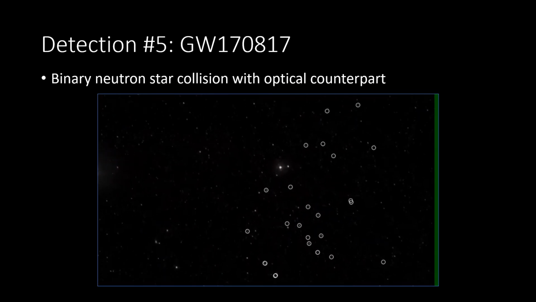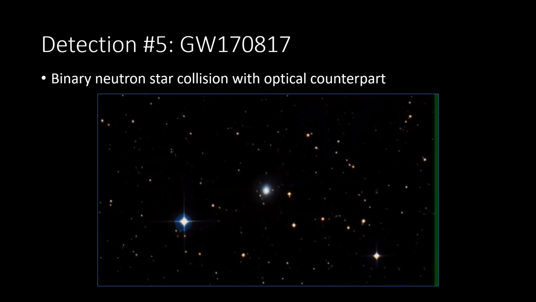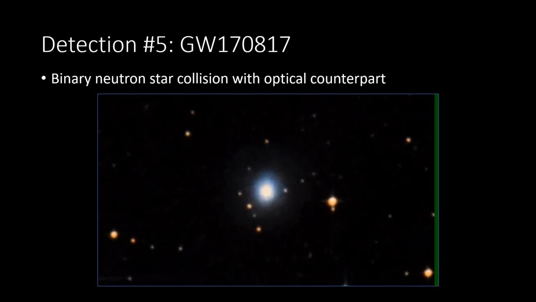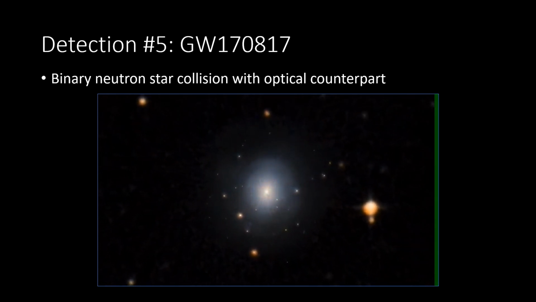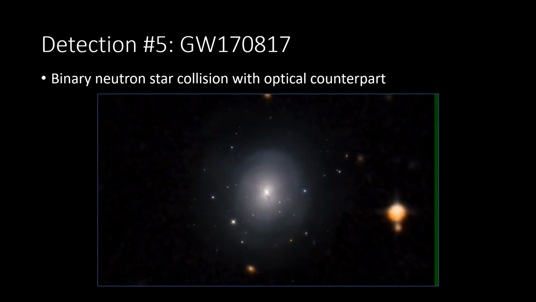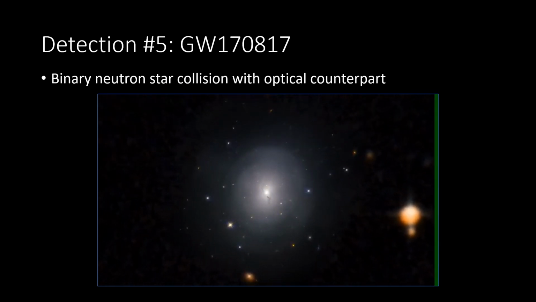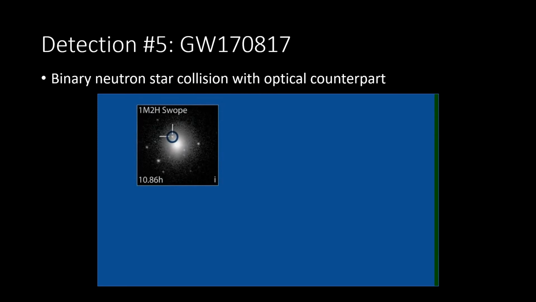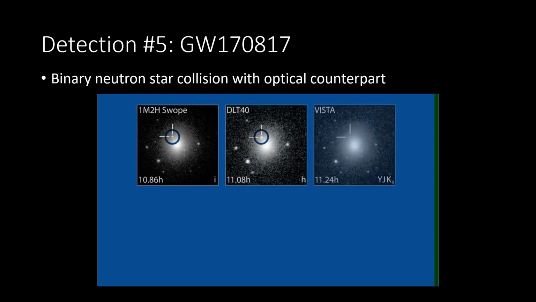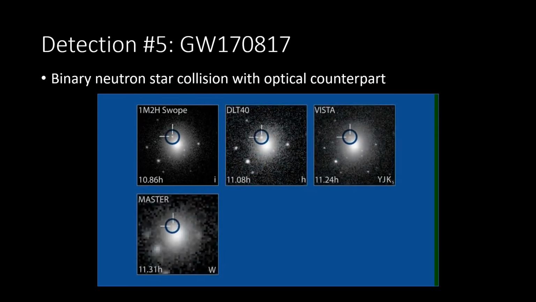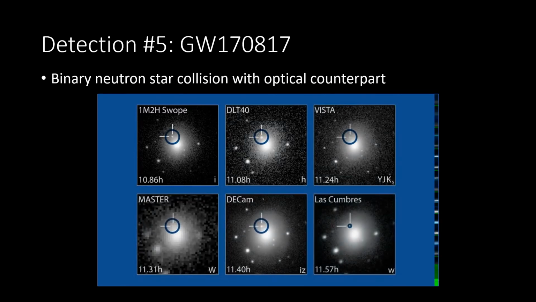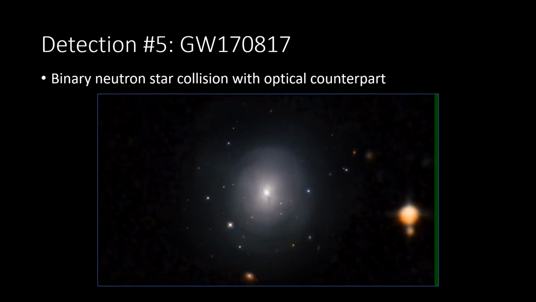Less than 11 hours after the first detections, astronomers using the Carnegie Swope telescope identified a previously unseen blip of light in the outer reaches of the galaxy named NGC 4993. Several independent confirmations were reported from other telescopes over the next hour. The first ever optical counterpart to a gravitational wave event had been found.